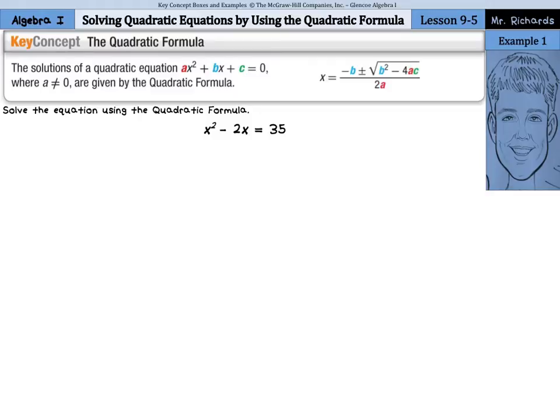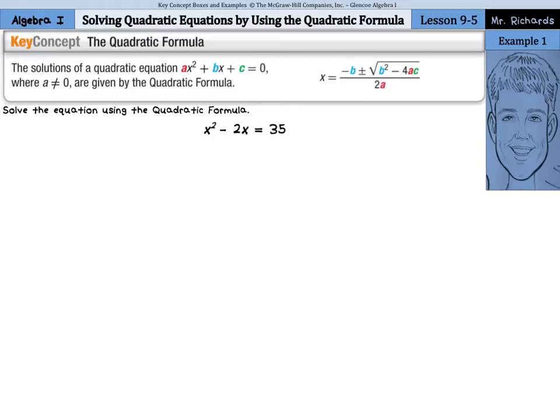Our key concept box on the quadratic formula tells us a lot of the things we need to know. The solutions of a quadratic equation in the standard form of ax squared plus bx plus c equals 0, where a is not equal to 0, are given by the quadratic formula. x equals negative b plus or minus the square root of b squared minus 4ac over 2a. This is something you need to have memorized. This is something you need to know.